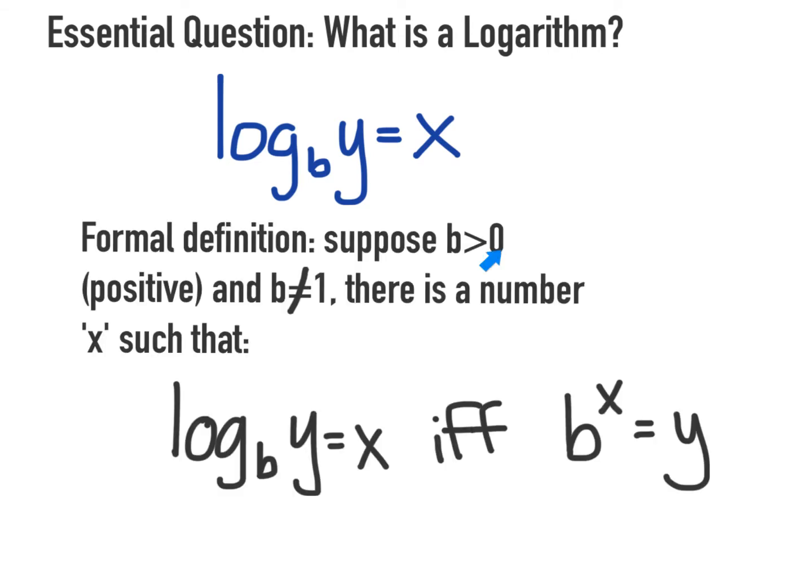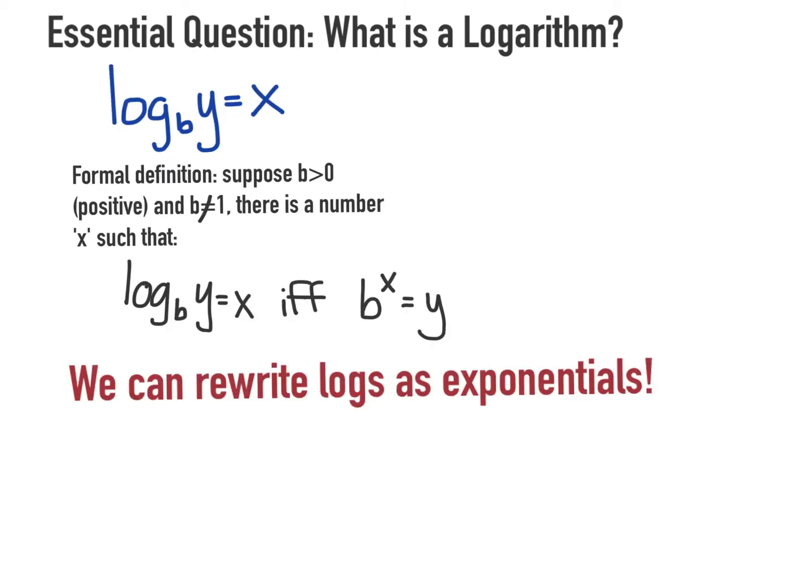Suppose that b is bigger than 0, so it's positive, and it's not equal to 1. Then there's a number x such that the log base b of y equals x, if and only if b to the x equals y. Now, of course, a mathematician understands what that means, but let me see if I can break it down a little bit more. The power of this definition is that we can rewrite logs as exponentials, and vice versa.